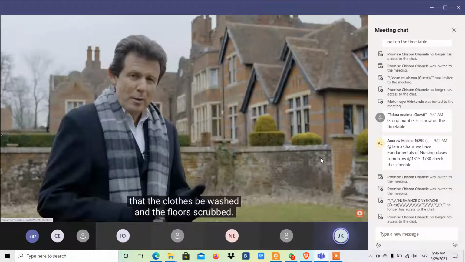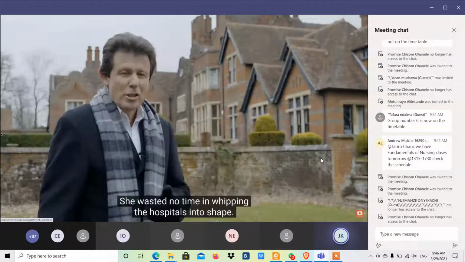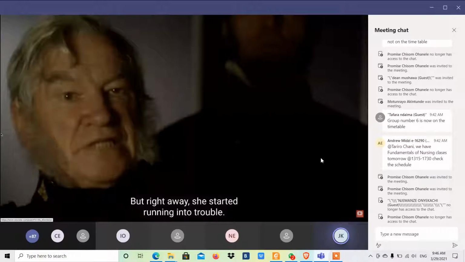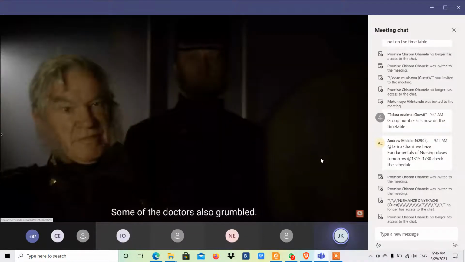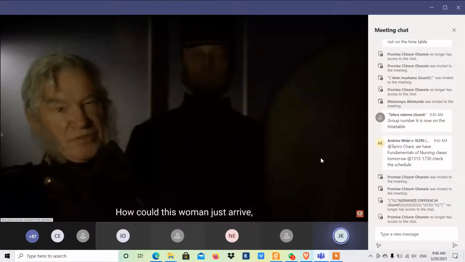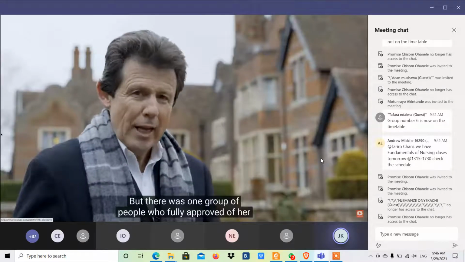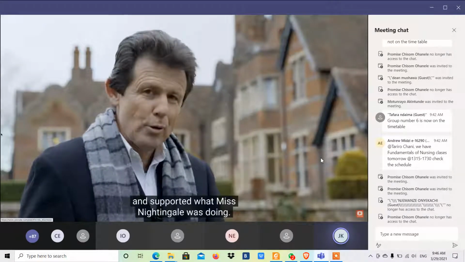She wasted no time in whipping the hospitals into shape. But right away, she started running into trouble. Some of the officers complained about her power. Some of the doctors also grumbled. How could this woman just arrive, pretend to know what needed to be done, and have more authority than they had? But there was one group of people who fully approved of her and supported what Miss Nightingale was doing.